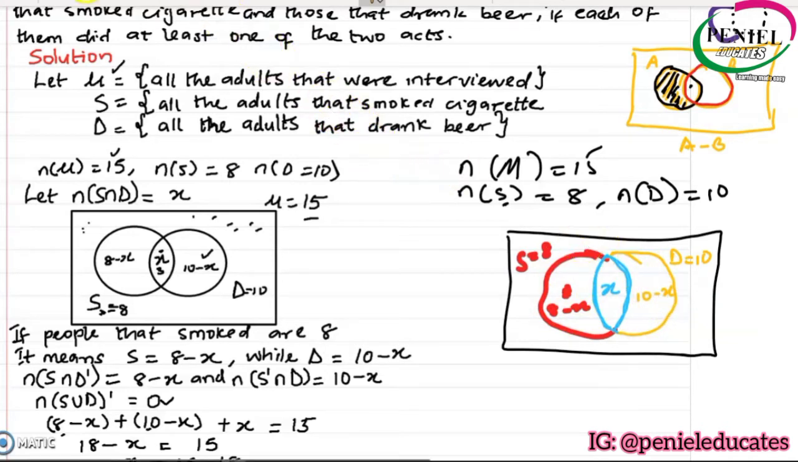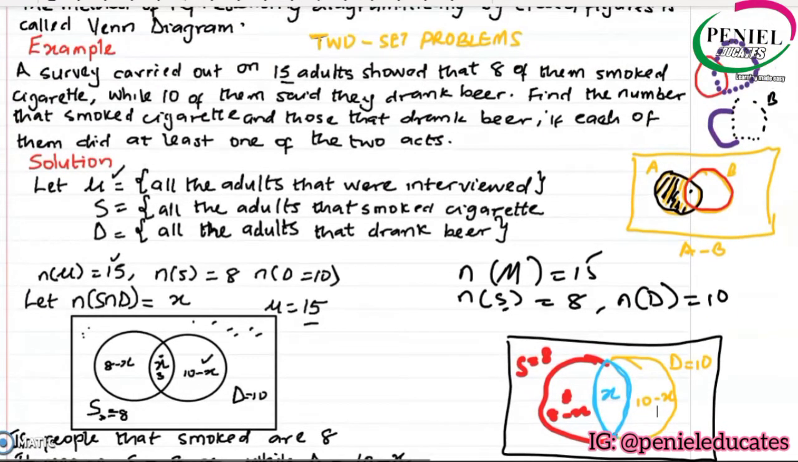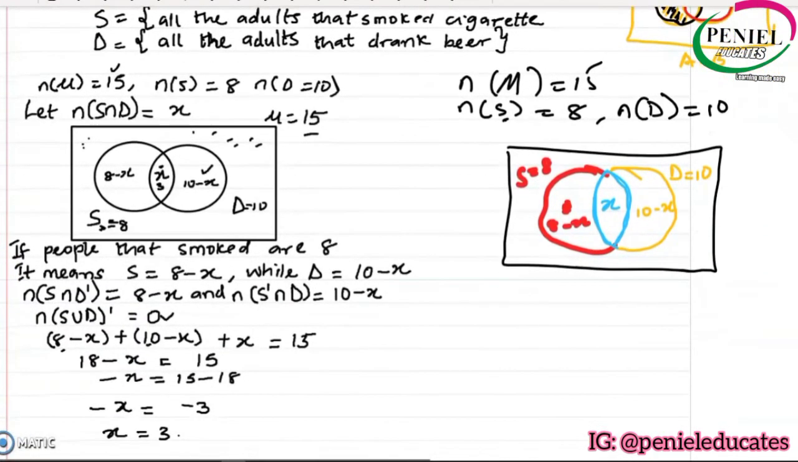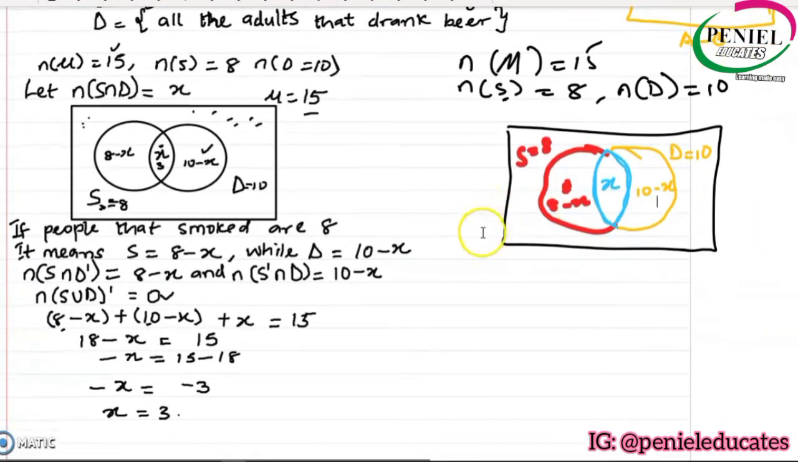Now, for us to find out, from the question, let's look at it again, so that you'll find the number that smoke cigarettes and those that drank beer, if each one of them did at least one of the two acts. All right, now, in order for us to know what the value of X is, what do we need to do? We know that the universal set is actually 15. That means everything here summed together is actually 15. So what do we need to do?